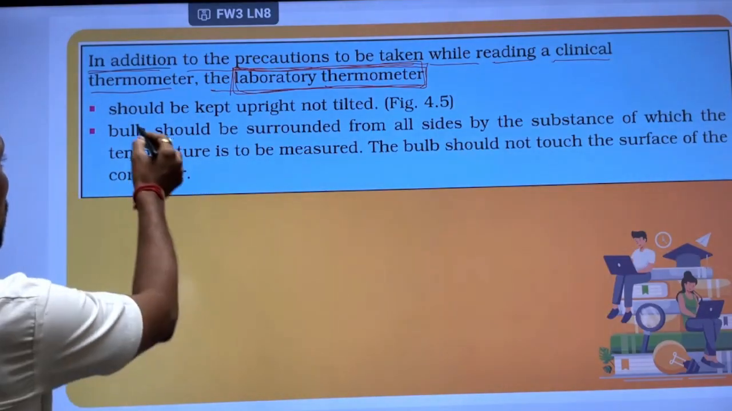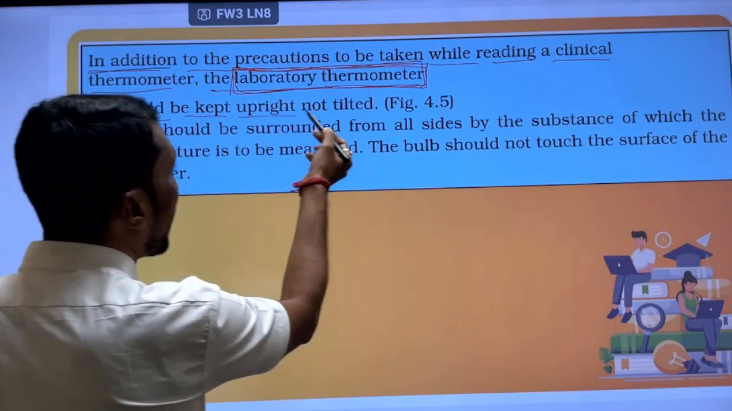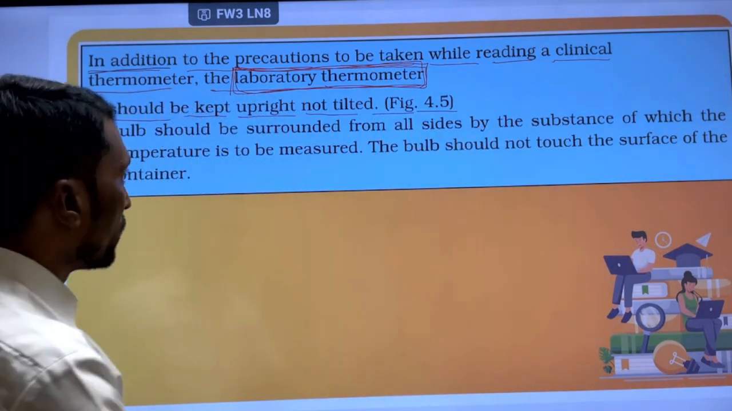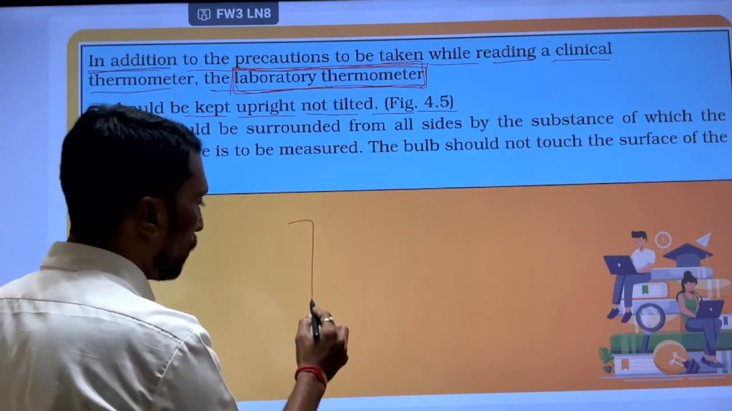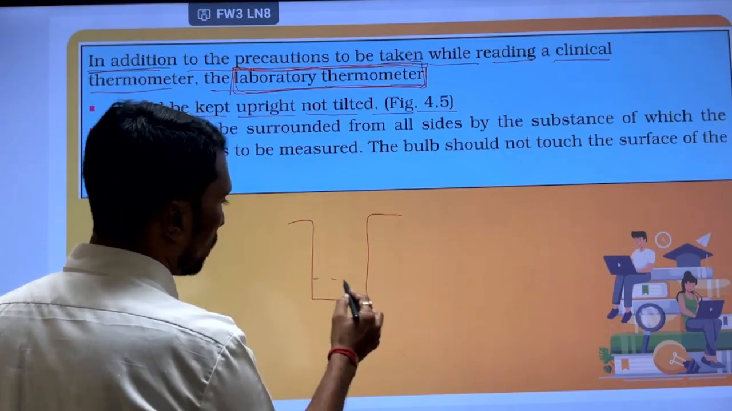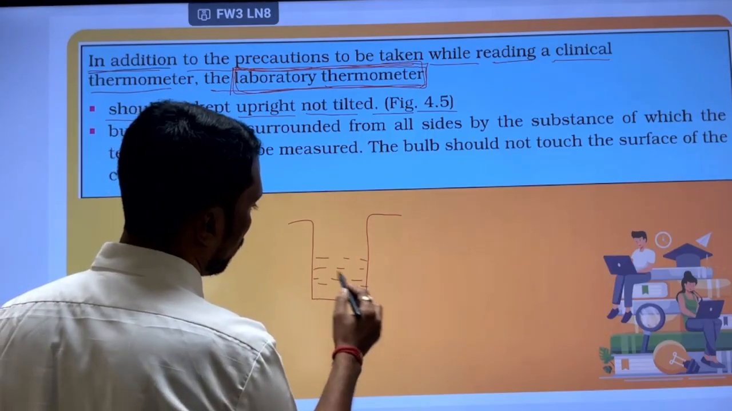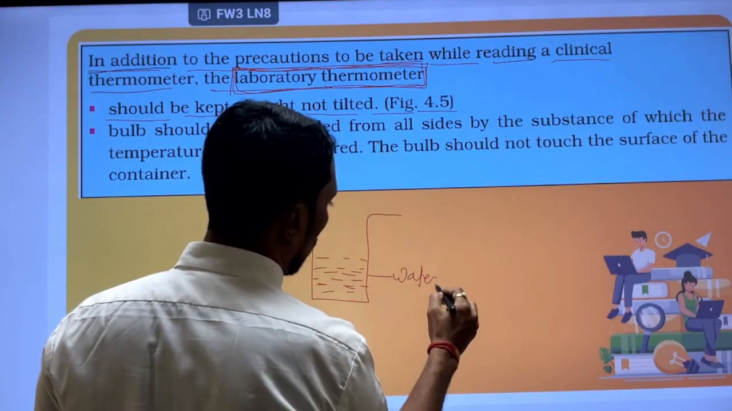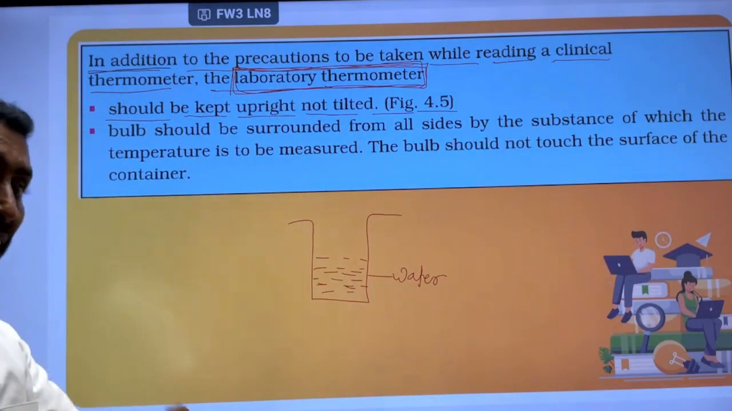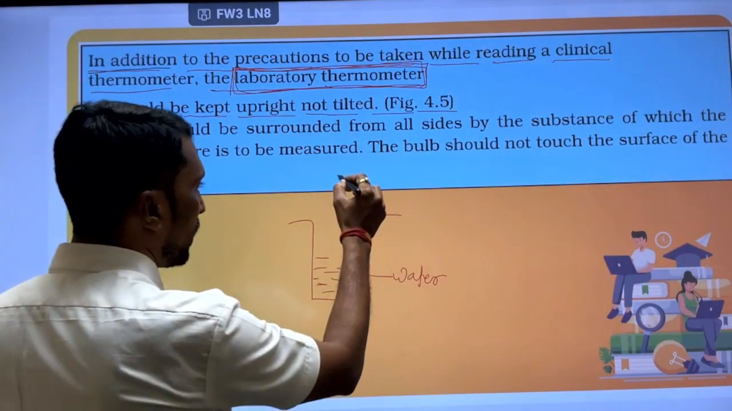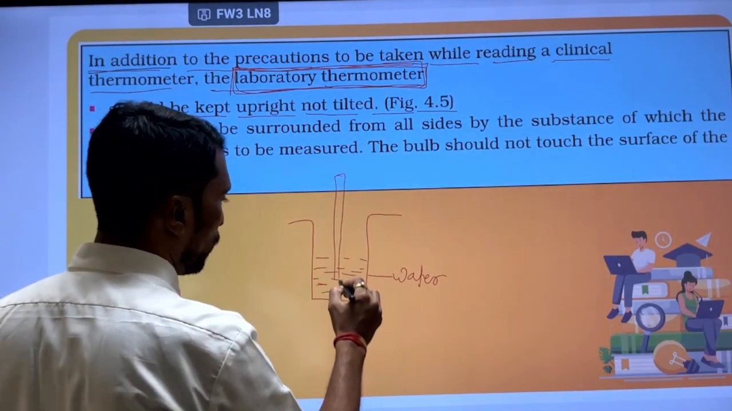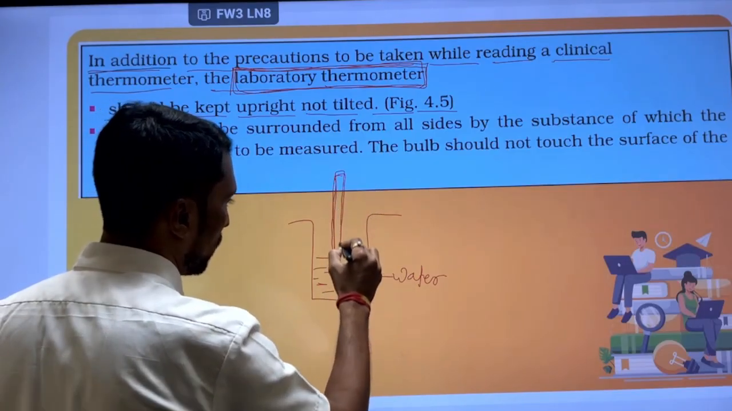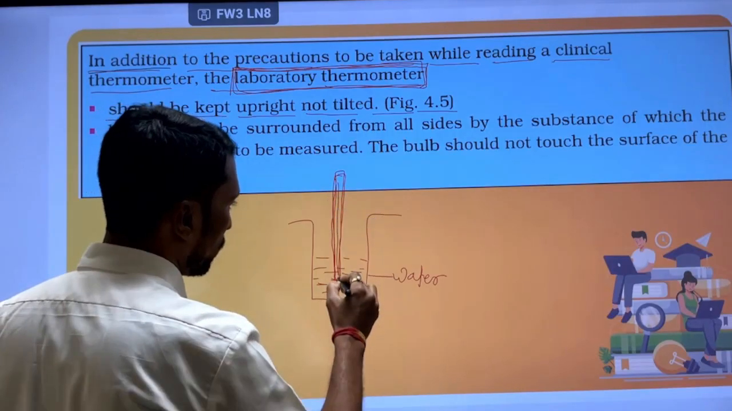First, it should be kept upright, not tilted. For example, this is our beaker. There is some hot water in it. We use the thermometer, and it should be kept upright. In this position, we have to keep the thermometer. This is the glass tube.